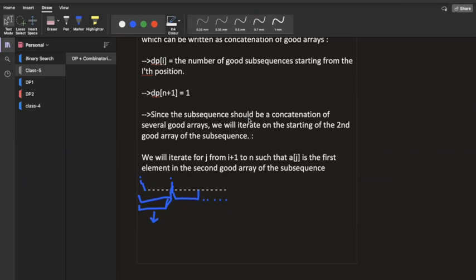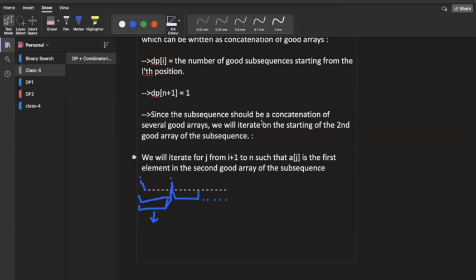Okay, Ansh says at least a of I. Why should it be at least a of I? Shouldn't it be exactly a of I? Because I'm only talking about the first good array. Yeah, so Chand is correct. It should be a of I plus 1. Why? Because I'm only talking about the first good array, and the definition of a good array is that its length should be equal to the first element plus 1.